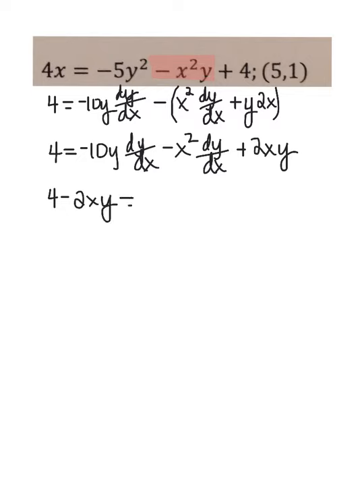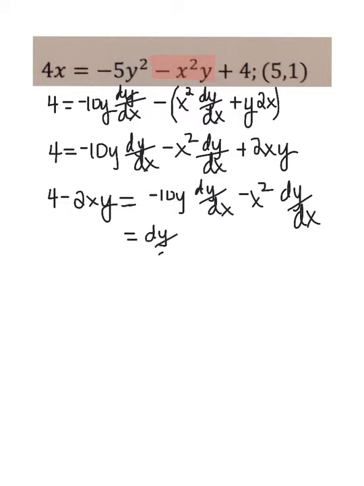equals negative 10y dy/dx, and then minus x squared dy/dx. So now you can see that all my dy/dx's are on the right-hand side. So remember when we do implicit differentiation, on the right-hand side there, I'm going to factor out that dy/dx from both of those terms. And when I do that, I'm left with negative 10y minus x squared. And then everything pretty much just stays the same right here on the left.